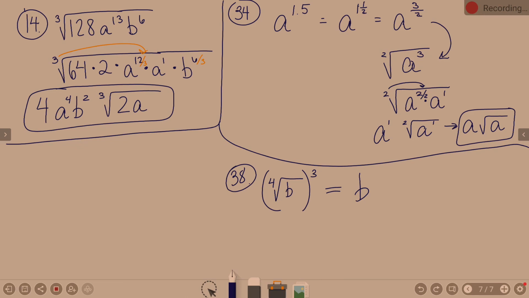My root here is my denominator, right? So 3 is the power, and that's the numerator. 4 is your denominator. That's an easy point, right? Being able to know which way to write it.